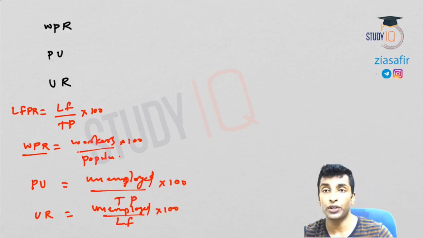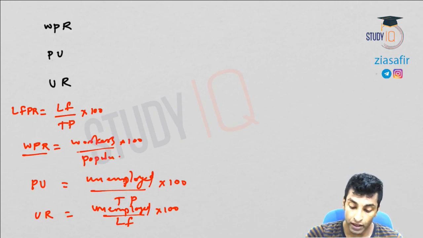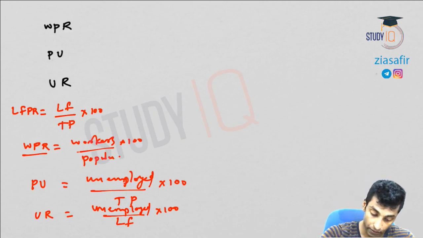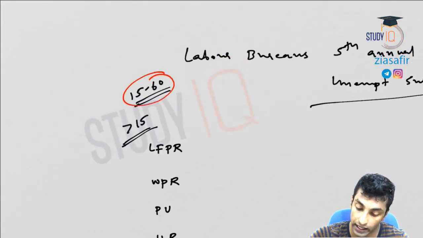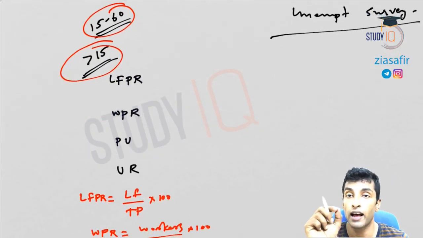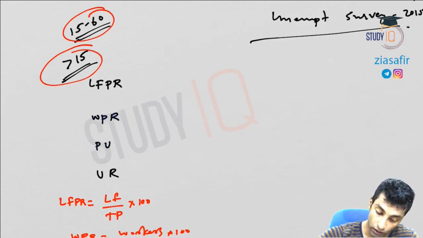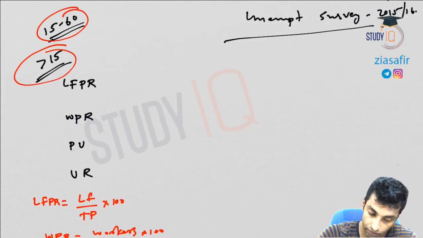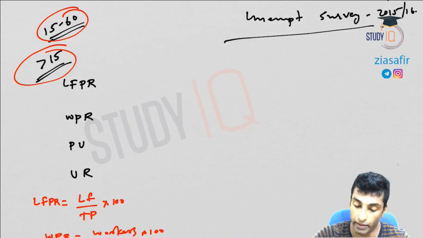So these are four things that you need to remember: LFPR, labor force participation rate, worker population ratio, proportion unemployed, and unemployment rate. And one more thing, as per NSSO, what is the labor force? 15 to 60. Here, anybody above 15 who is willing and able to work at the prevailing wage rate. Okay, so now let's calculate this. We'll see rural, urban and total unemployment trend. We will also see female and male.